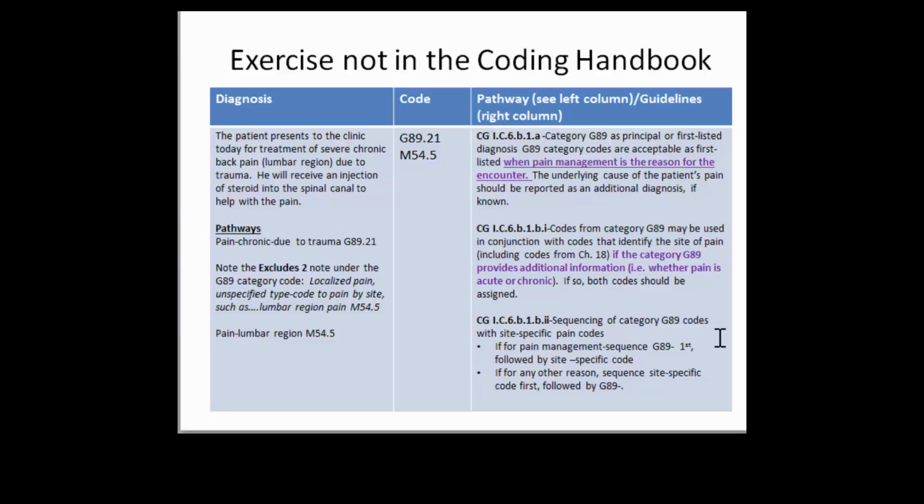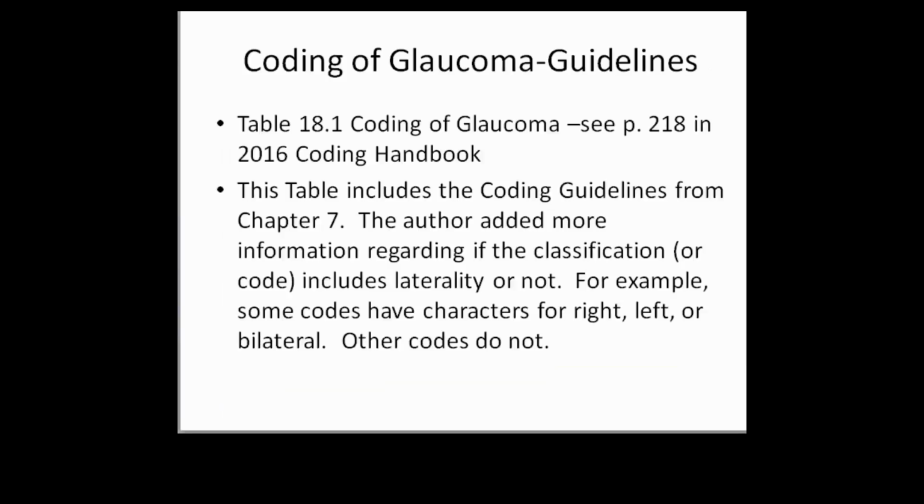And last of all, the sequencing. If the pain management is why someone's there, G89 is first, followed by the site. But if the patient is in the hospital or the clinic for any other reason, that site-specific pain is coded first, followed by the G89 category code. So hopefully you can see where I used all 3 of those coding guidelines to be sure that I was coding this correctly. Now let's move on to Chapter 7, which is the coding of eye disorders.